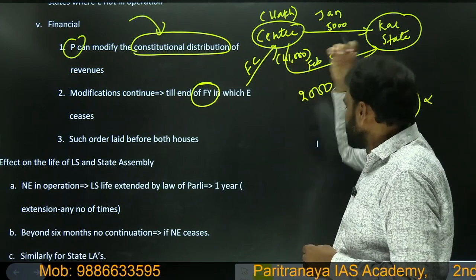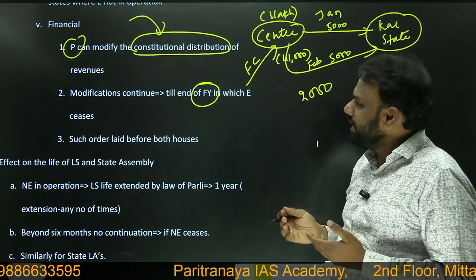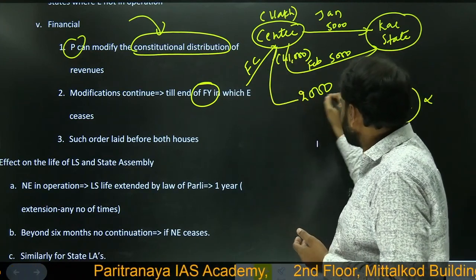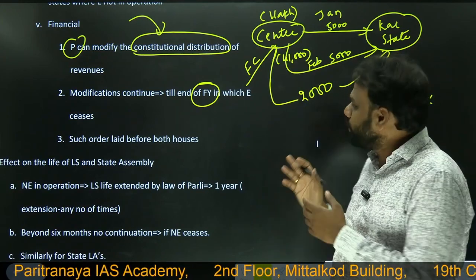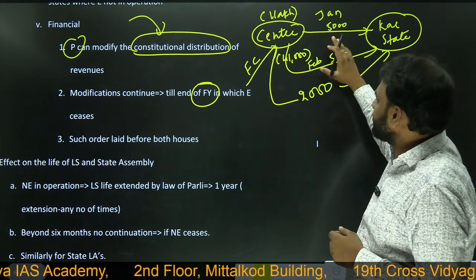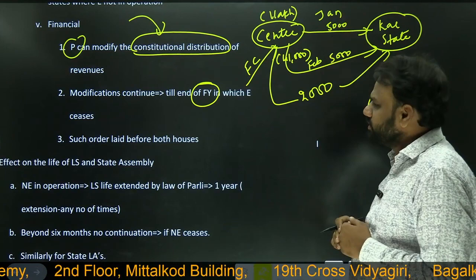So it means, let us assume on March 1, the president declares that let us reduce the amount. So in the month of March, how much amount will be given to the state of Karnataka? 2,000 rupees will be given. Okay. So in the previous 2 months it was 5,000, but in the month of March 2,000 rupees was given.